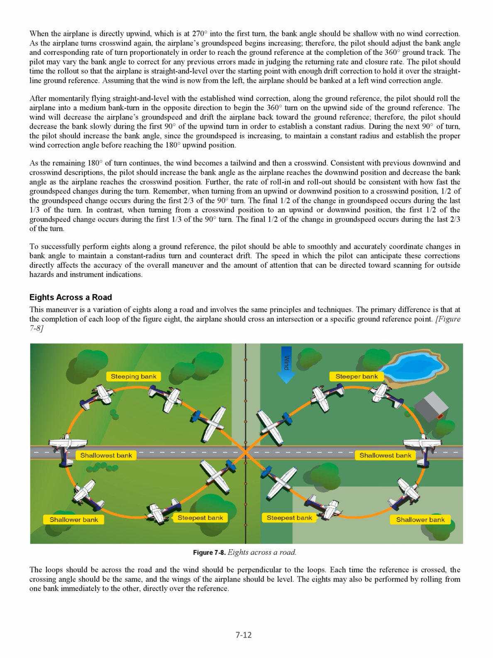As the airplane turns crosswind again, the airplane's ground speed begins increasing. Therefore, the pilot should adjust the bank angle and corresponding rate of turn proportionately in order to reach the ground reference at the completion of the 360 degrees ground track.